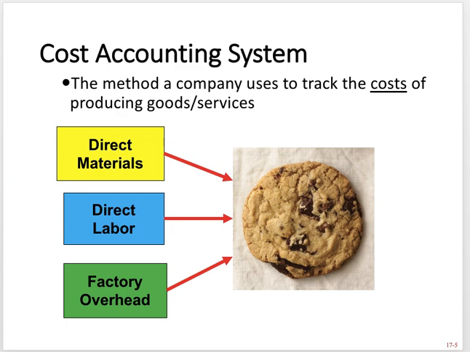So first, we're going to talk about cost accounting systems in general. Now, as we learned in Chapter 14, inventory consists of three types of costs: direct materials, direct labor, and factory overhead. But we didn't really talk specifically about how we track each of those items going into inventory. So that's what a cost accounting system does. It's the specific method a company uses to track the cost of producing goods and services.